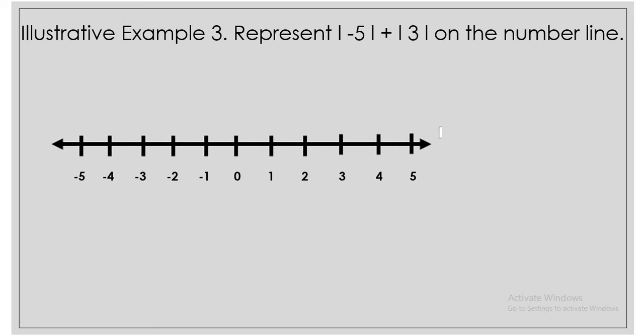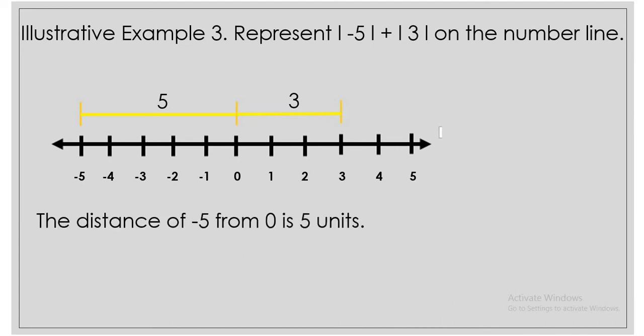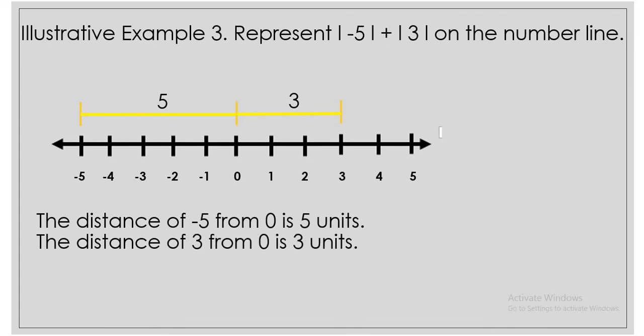So let's have another example. Represent the absolute value of negative 5 plus the absolute value of 3 on the number line. Okay, so where is the negative 5? Here. Okay, then 0. So this is the distance from negative 5 to 0. While the other side is positive 3 to 0 and the distance is 3. So the distance of negative 5 from 0 is 5 units. The distance of 3 from 0 is 3 units. Thus, the absolute value of negative 5 plus the absolute value of 3 is equal to positive 5 plus positive 3, which is equal to 8. So the total distance represented on the number line is positive 8.